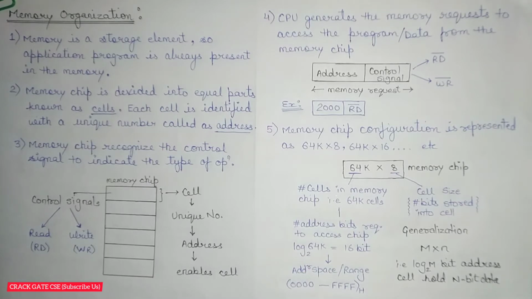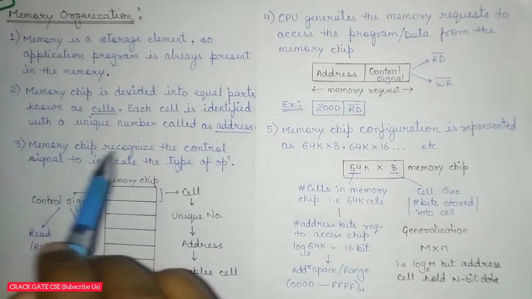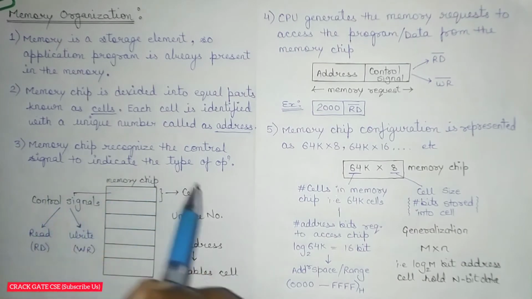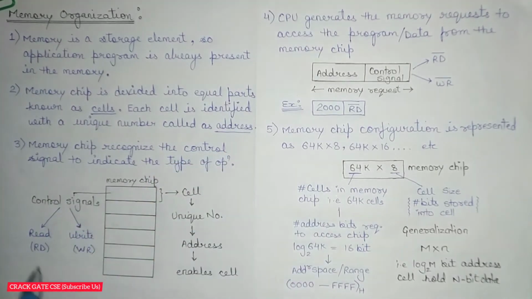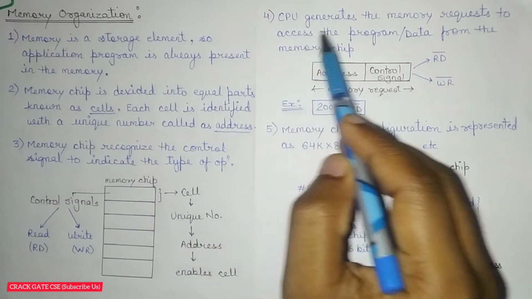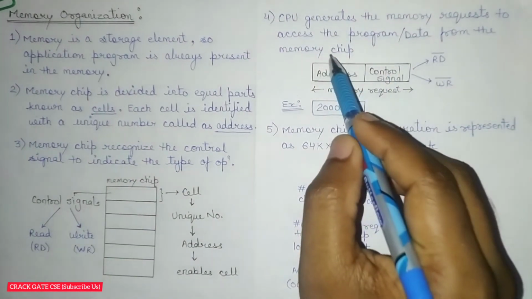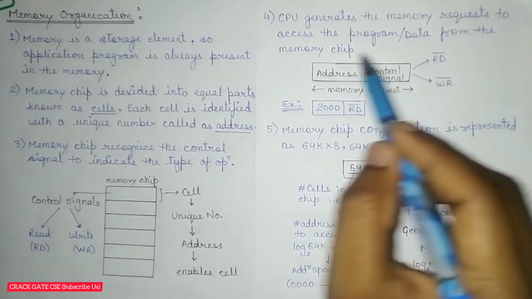Now how will you get to know whether you have to read or write? For that we have the control signal. The memory chip recognizes the control signal to indicate the type of operation. These control signals inform the system whether to read the data or write the data. A combination of control signals along with the address is known as a memory request. So the CPU generates the memory request to access the program or data from the memory chip.